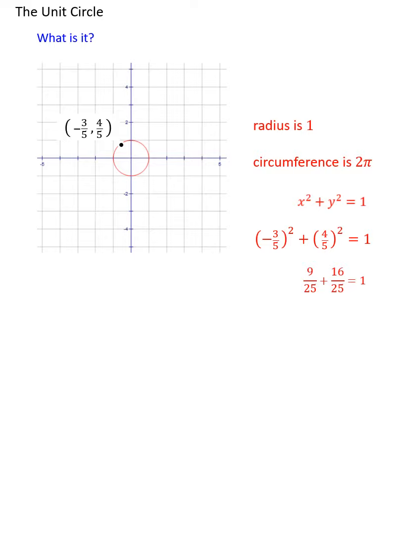If you do the algebra and you work out the statement so that it's simplified, you get 25 over 25 equals 1. And of course, that's true. So that's what we mean by the equation of the unit circle is x squared plus y squared equals 1.